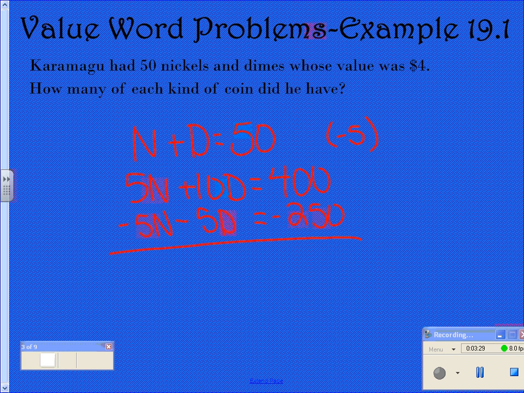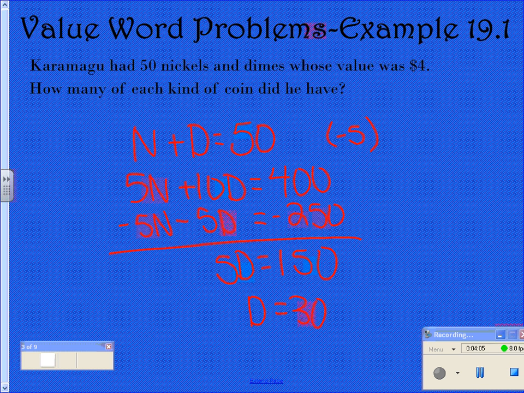Do you agree? That makes sense? What would happen? The Ns would cancel. You'd have 5D equals what? Do you agree? So how many dimes would we have? Do you agree with 30?